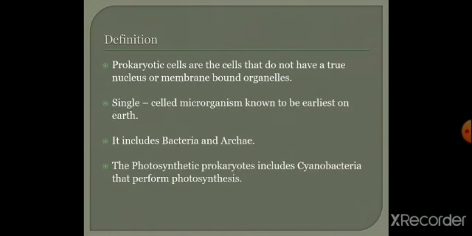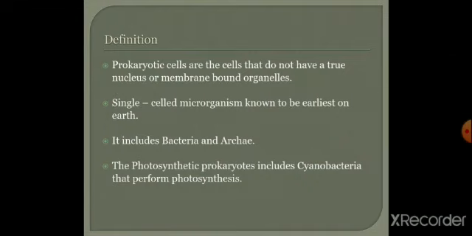First, let's see the definition. Prokaryotic cells are cells that do not have a true nucleus or membrane-bound organelles. Prokaryotic cells have a primitive nucleus, and the nucleus is not surrounded by a nuclear membrane, and membrane-bound organelles will not be there in the prokaryotes. Prokaryotic cells are underdeveloped. It's a single-celled microorganism known to be the earliest on earth.